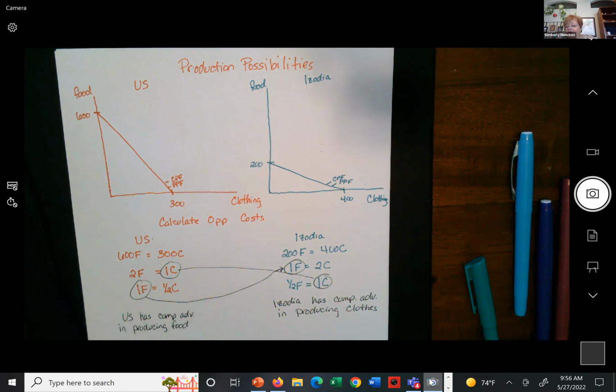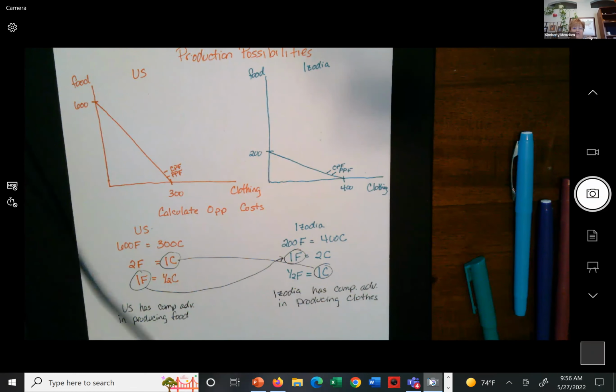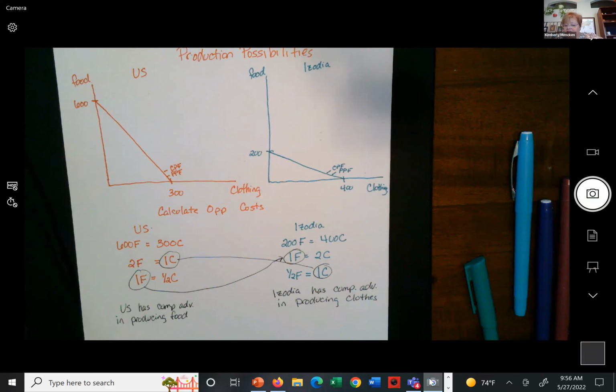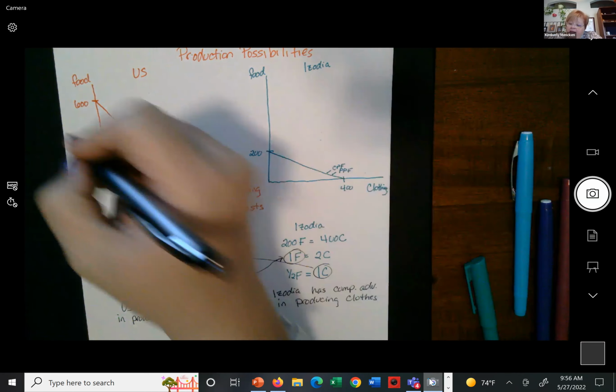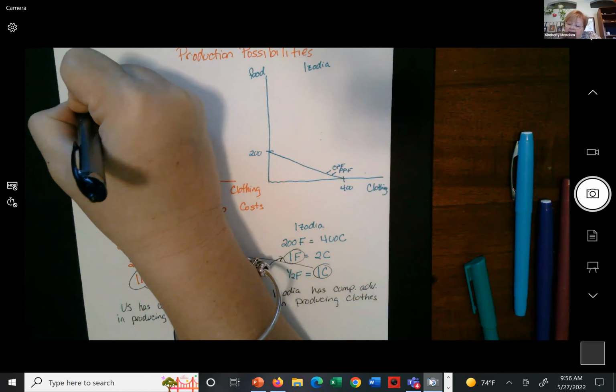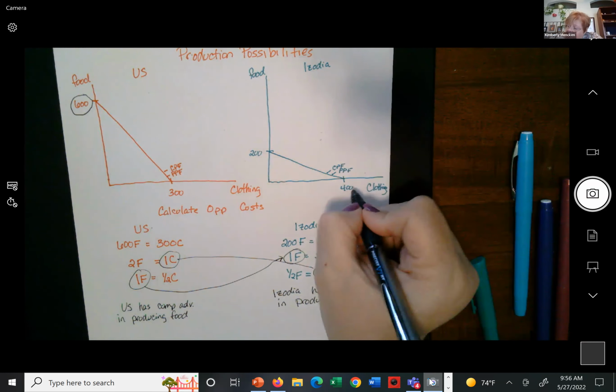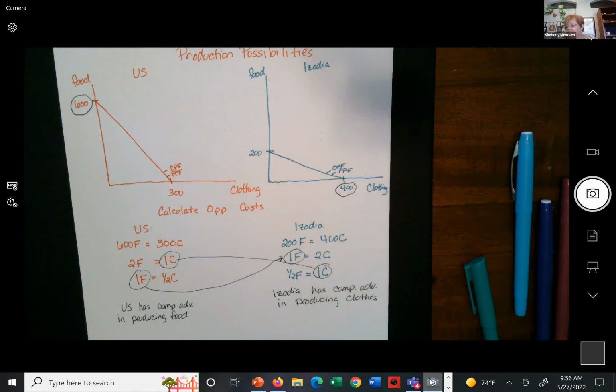Okay. So now we're going to have the US specializing in food and Izadia specializing in clothing. Okay, so up here, I'm gonna circle. We're gonna specialize in food here and clothing here in Izadia. All right, now we need to decide. We're gonna pretend like this is a barter situation. We're not gonna use money. We're gonna trade food for clothing, okay? No money.